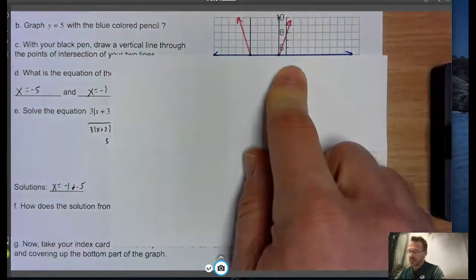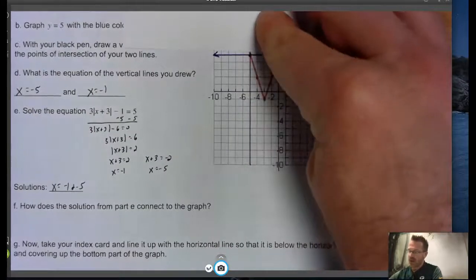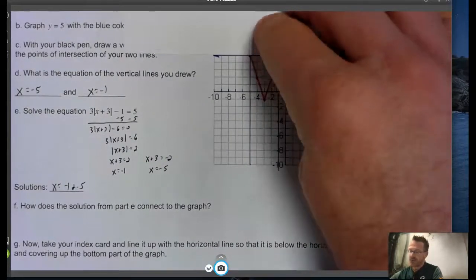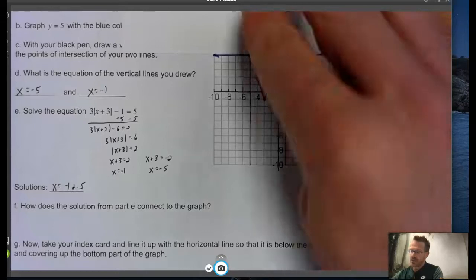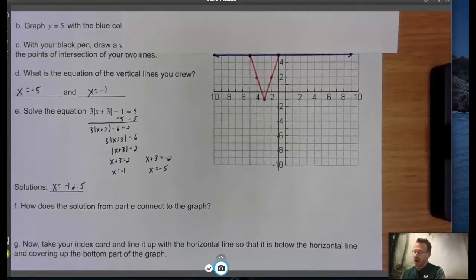Now if we go the opposite way and cover up the top part of the graph, looking at F, where do we see the absolute value graph?